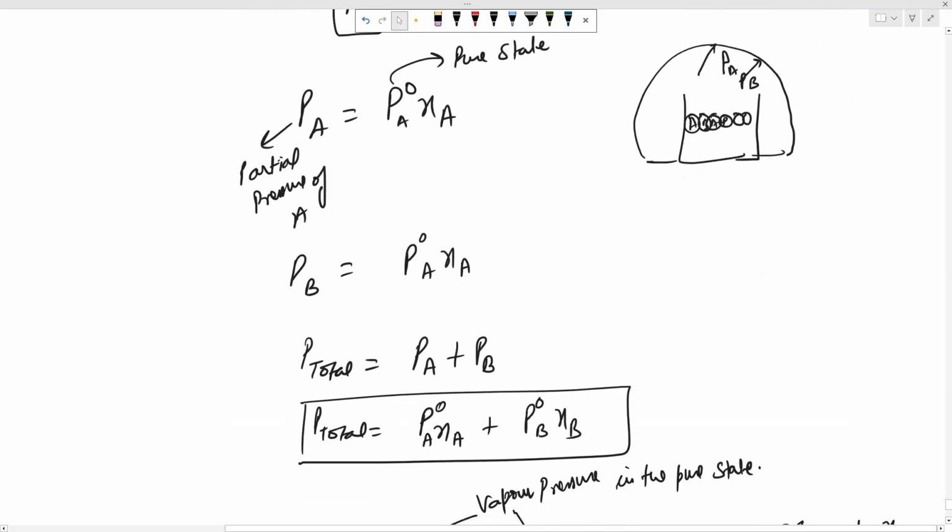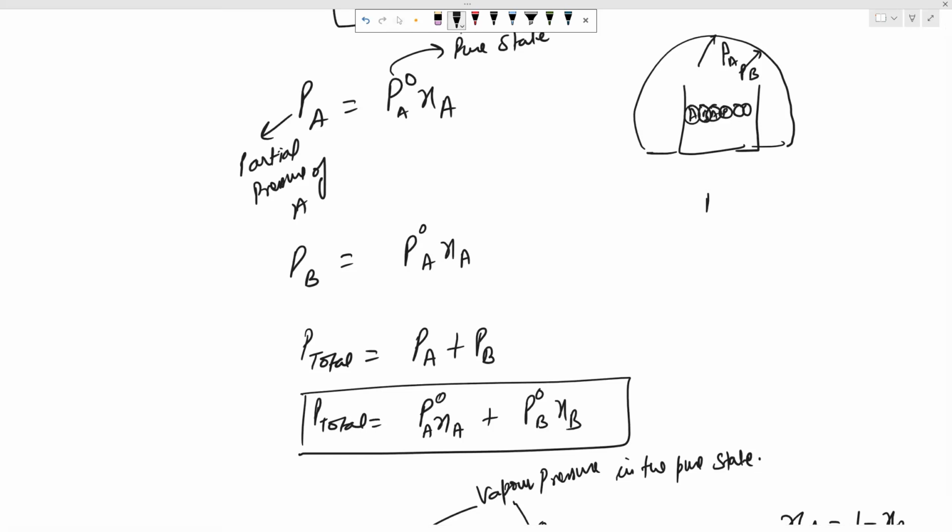It is saying that P1 is directly proportional to X1.